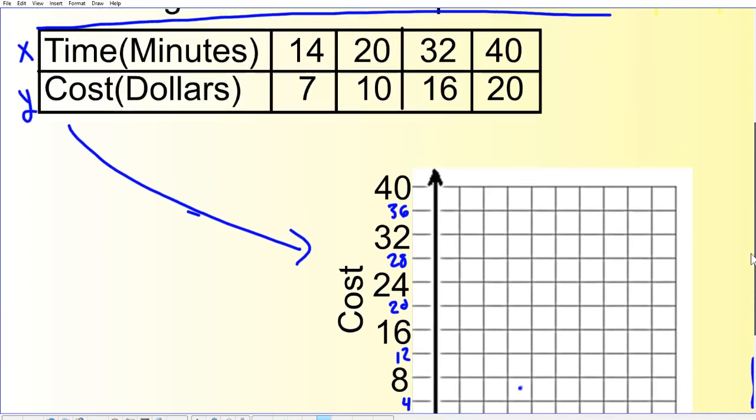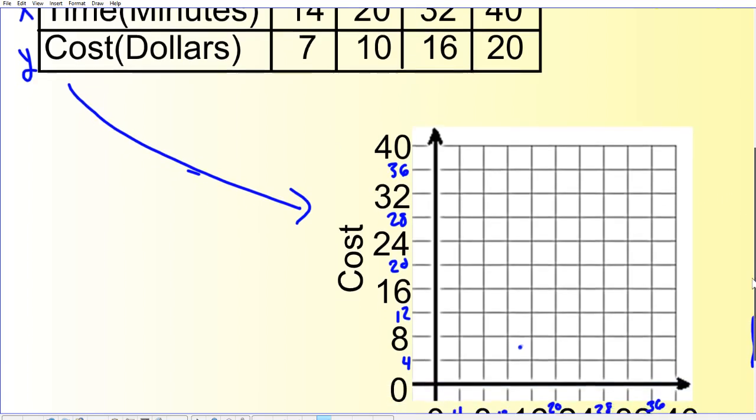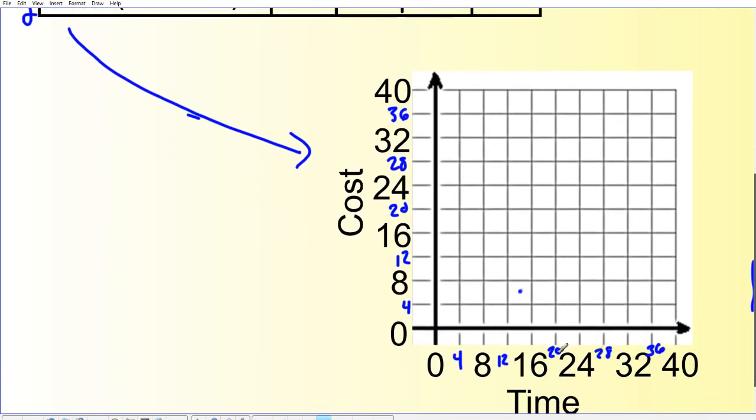Okay, next point is 20 minutes, $10. 20 minutes is here. So if I go for 20 minutes, I'm going to go up to 10. So $10 would be between 8 and 12. So if you imagine my dotted line here and my 20 minutes here, they meet right there at that point.